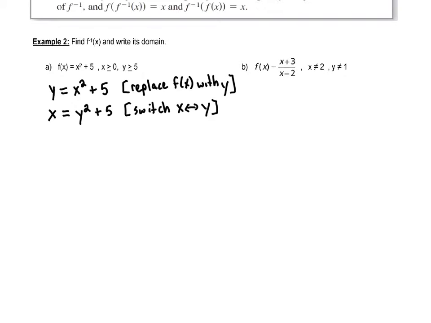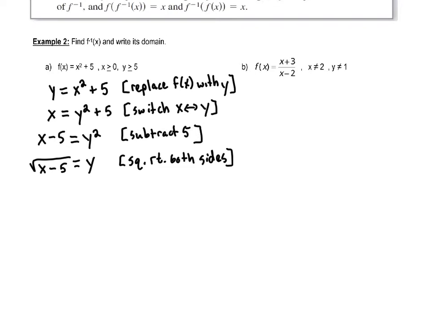Since the domains and ranges are switched in an inverse function, we will switch the variables x and y in the equation. Now we will solve for y using algebra, and when we're done, we have found the inverse function. The first move in isolating y is to subtract 5 from both sides.